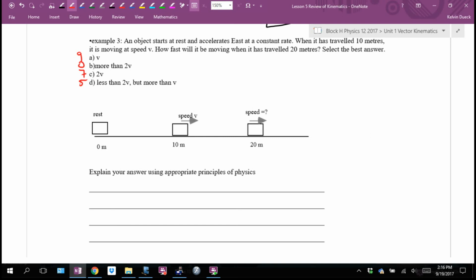Are you saying that one answer has to be wrong, or which answer has to be right? I agree there's a constant acceleration, so what does that mean? Well, I think it means one of those answers already must be wrong.